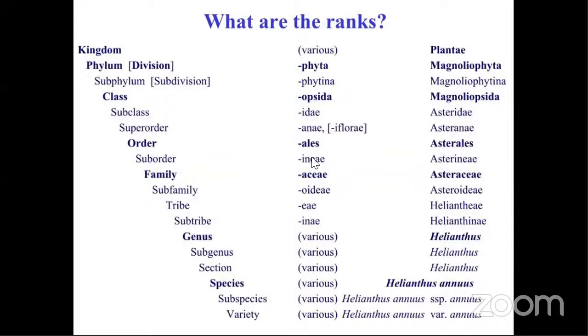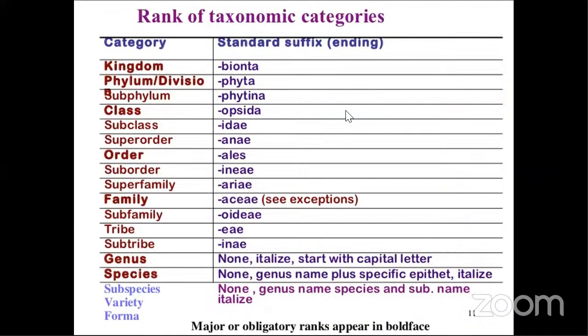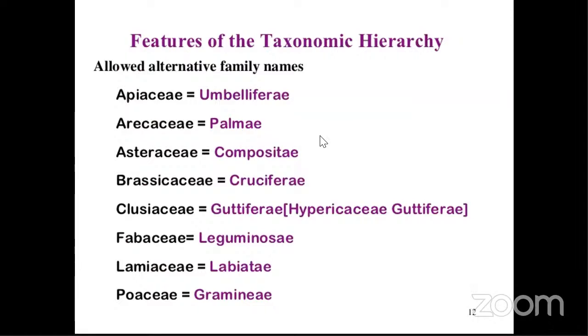Where ales is there, that name should be of an order. For example, Asterales, Malvales. So these are the specific endings of an order. So these are the certain specific endings and how they are used. The same is there. But there are certain families which do not have specific endings within them.